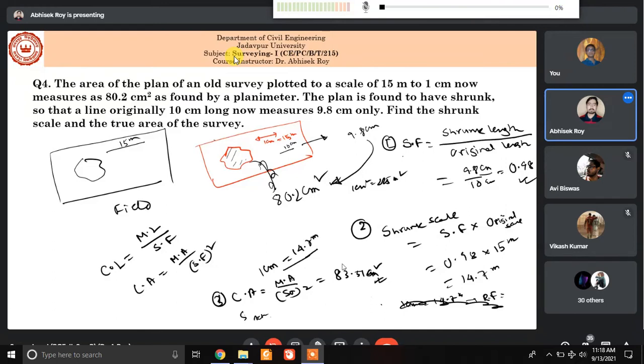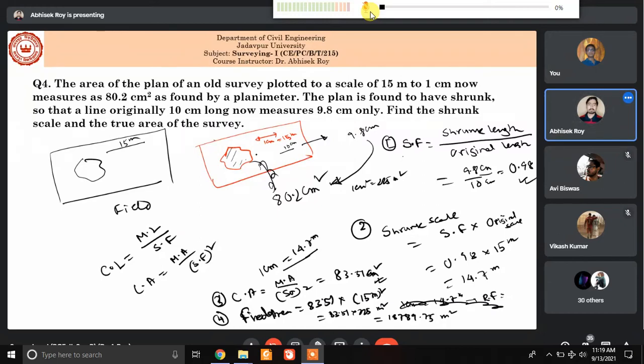Okay? Is it clear? Yes, sir. So corrected area is this much and field area. Suppose I am writing field area. So field area will be how much? 83.51 centimeter square. Now instead of 1 centimeter square, we can write 15 meters square because ultimately in the drawing 1 centimeter is representing 15 meter. So ultimately 83.51 multiplied by 225, that much meter square. So calculate what is the actual area in the field. 18,789.75 meters square. So this much will be the actual area in the field.